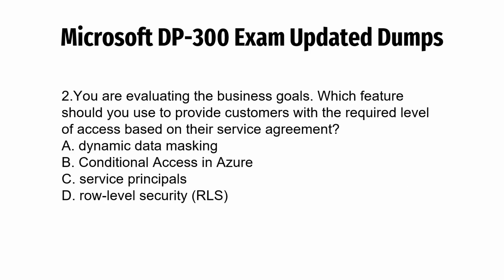2. You are evaluating the business goals. Which feature should you use to provide customers with the required level of access based on their service agreement? A. Dynamic data masking. B. Conditional access in Azure. C. Service principals. D. Row-level security, RLS.